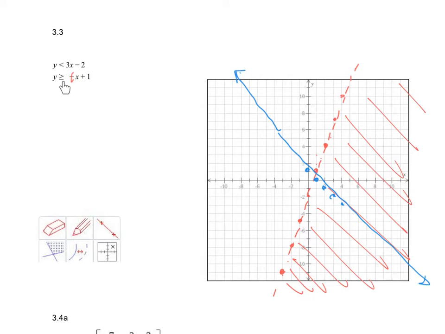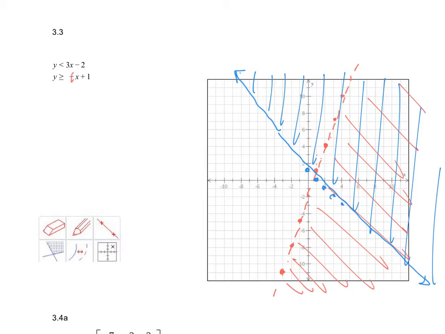So now, since y is more than, and y more than is above the line, this is the direction in which y gets more, we're shading above. And again, you can use Alex's tool to do this. And then, if you did it this way, you would then have to go with the eraser tool.